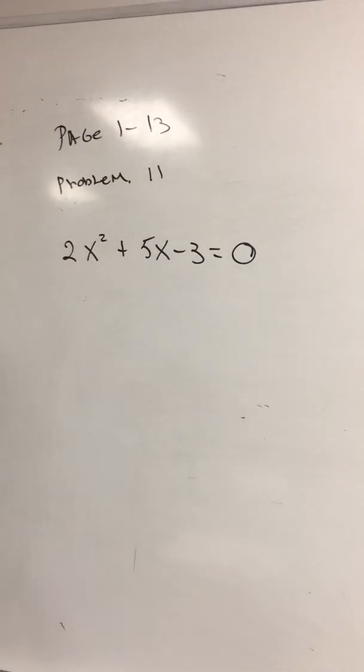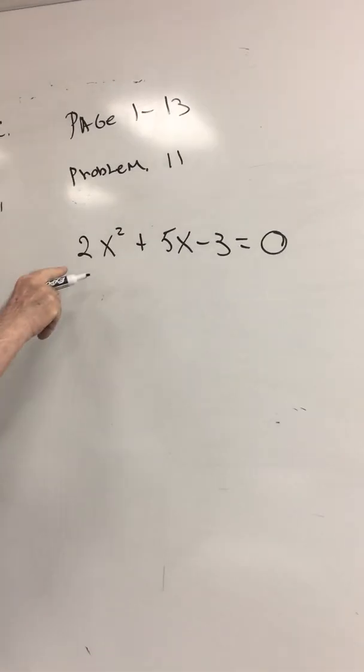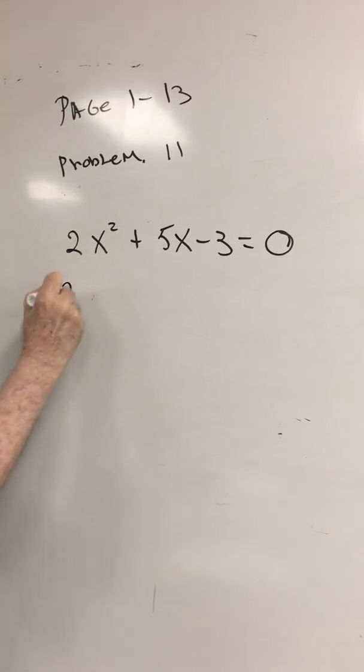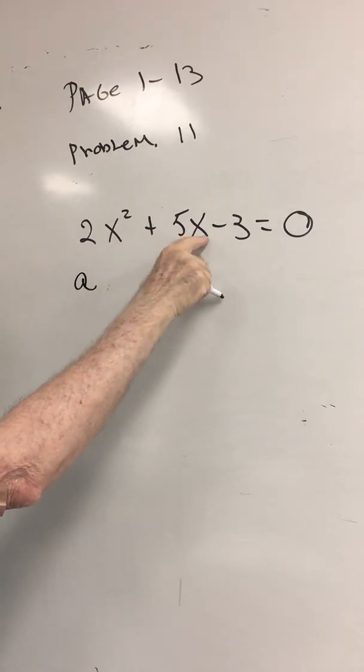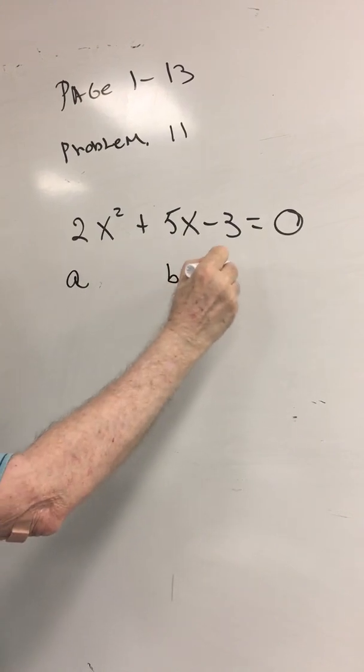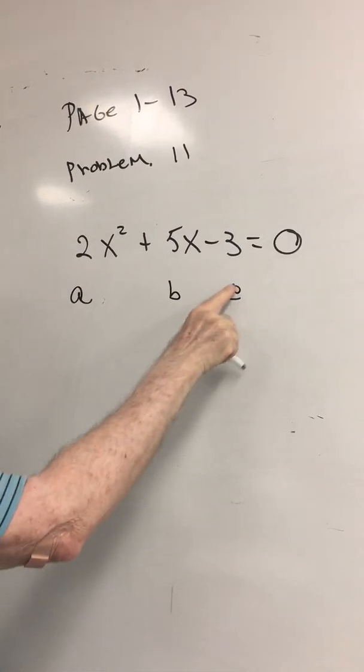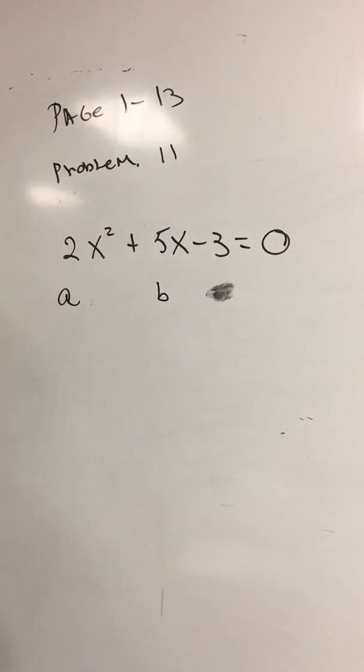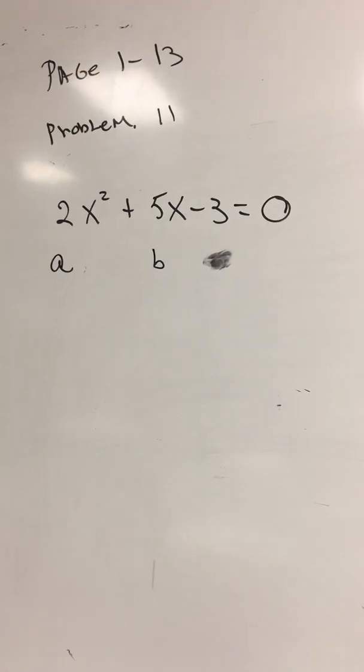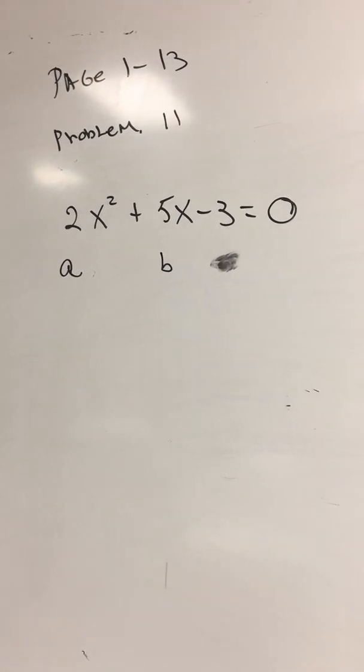Now, if this is the problem, then the term in front of the x squared, that's a. The term in front of the x, that would be b, and then the minus 3 is going to be c. All right?